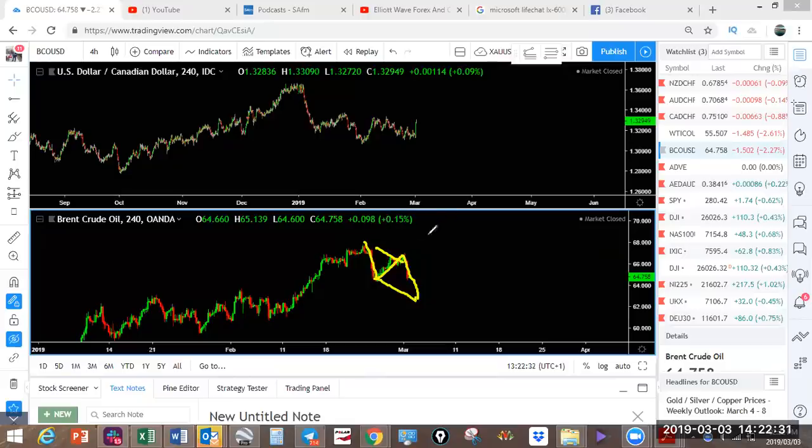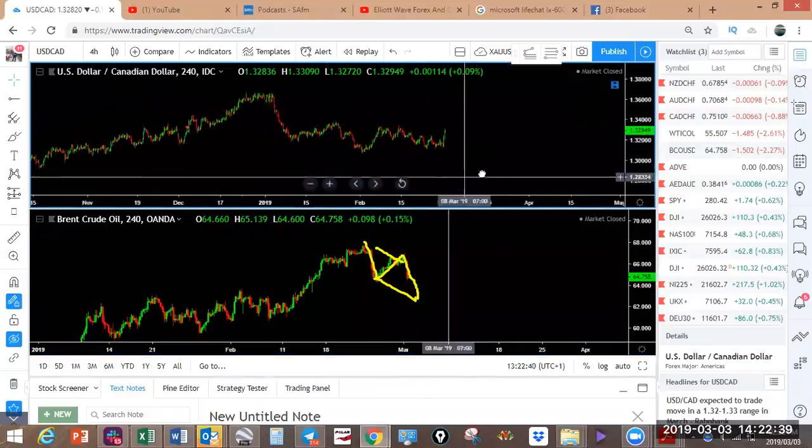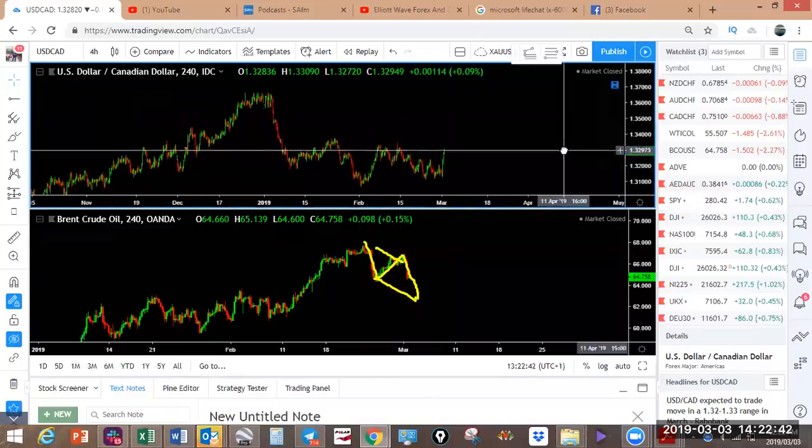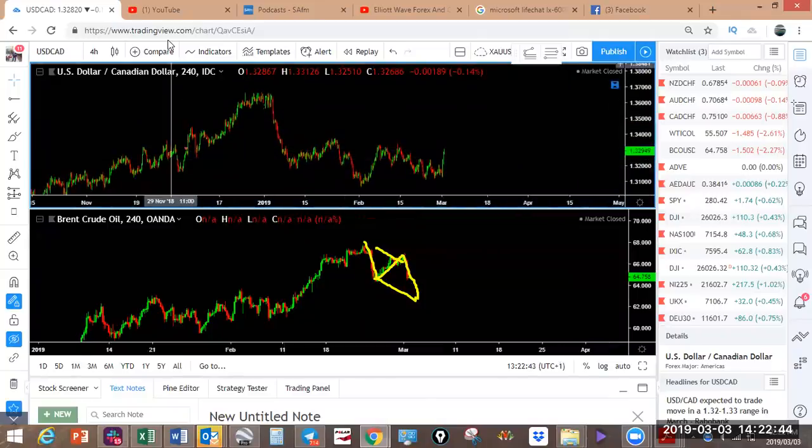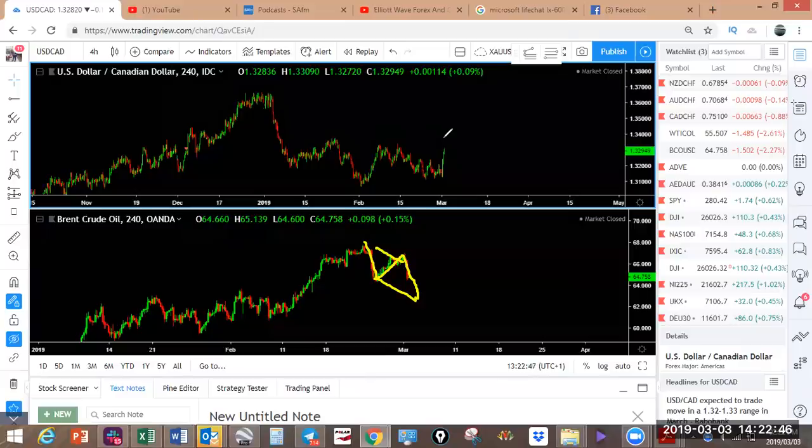I will never say which corrective structure it's going to be. You can only see that after it has played out, but you will know that it's a corrective structure. What you can forecast is possibly the degree that it could be, but you can't forecast which one it's going to be. But you know that it's going to be a three-wave structure. Okay, so that is US dollar CAD, and that is the forecast on oil. We're looking for this one to do that, and push up higher.